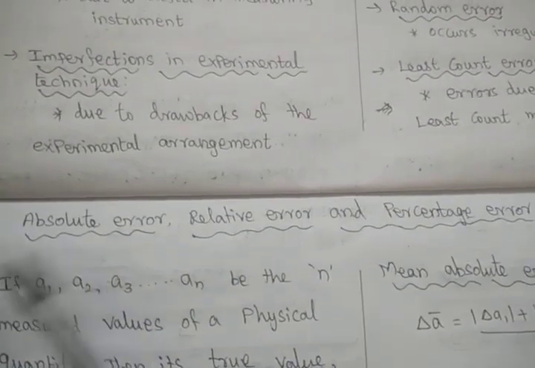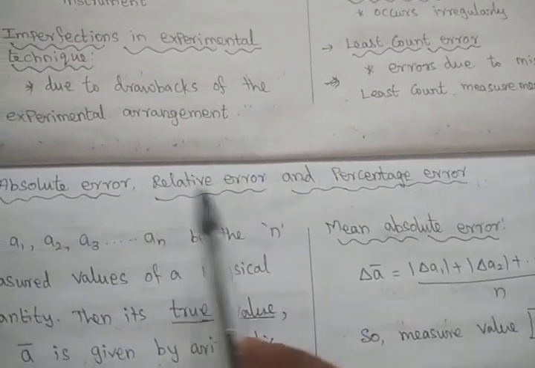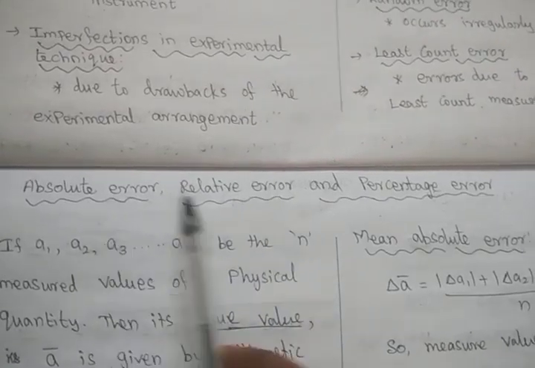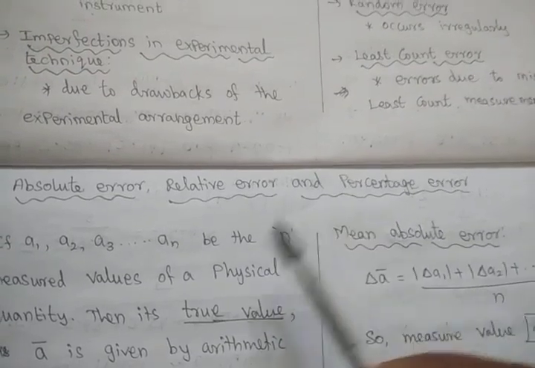Dear students, there are also absolute error, relative error and percentage error. Whenever we are doing measurements, if we find these errors, we are able to identify how accurate our reading is or not.